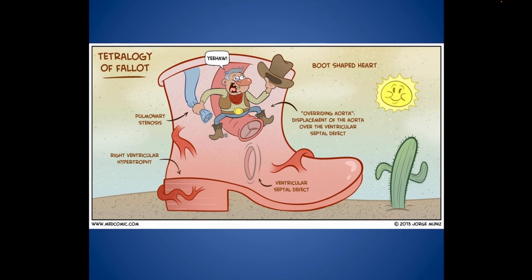So Tetralogy of Fallot is probably something that we've learned since medical school with fun little mnemonics. The classic for tetralogy is pulmonary stenosis, right ventricular hypertrophy, a ventricular septal defect, and an overriding aorta. And then the other thing that we always remember is that there's a boot-shaped heart that typically is associated.